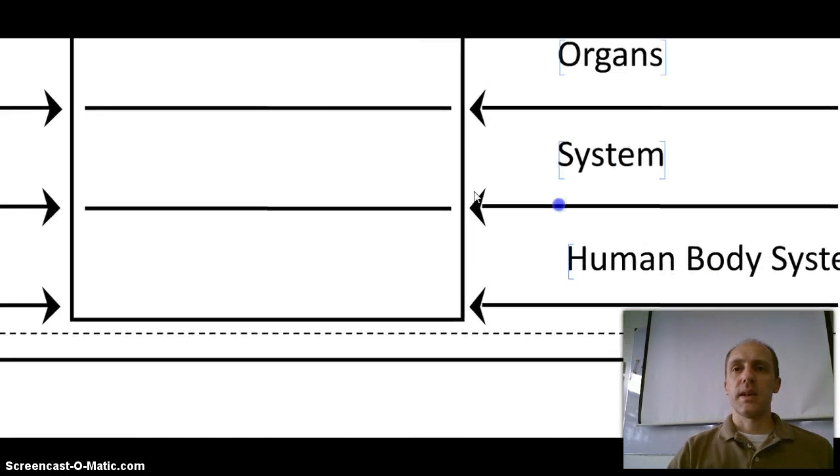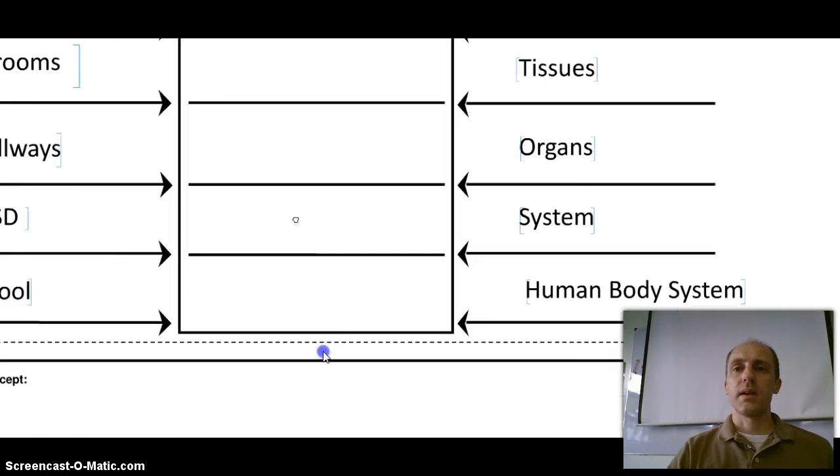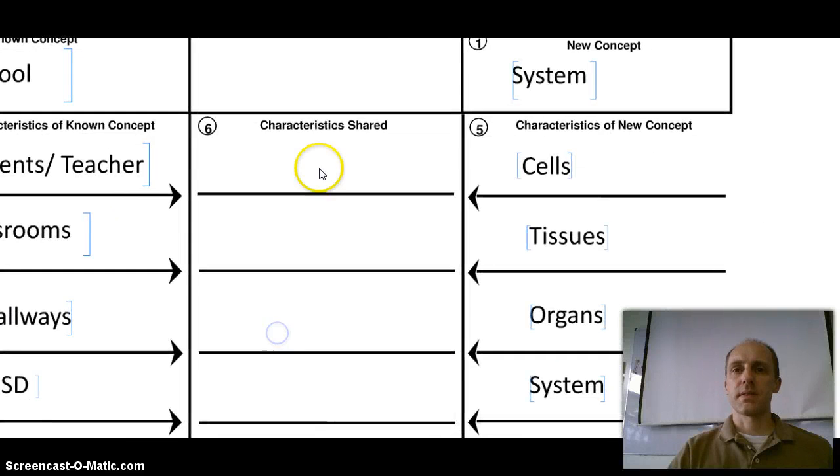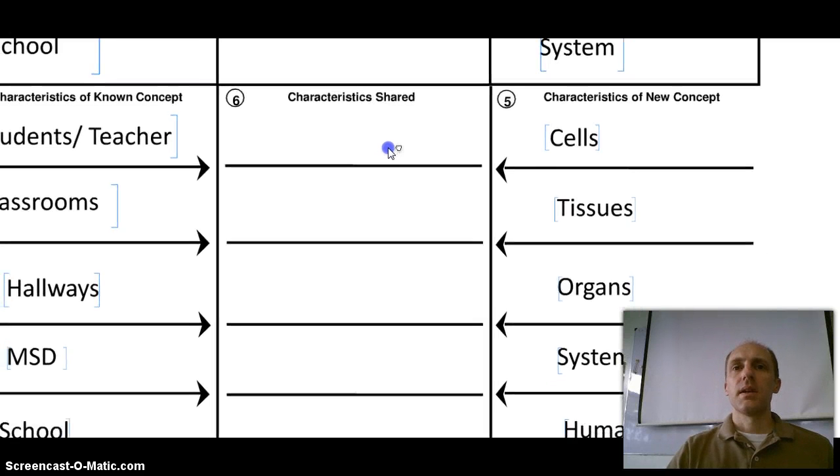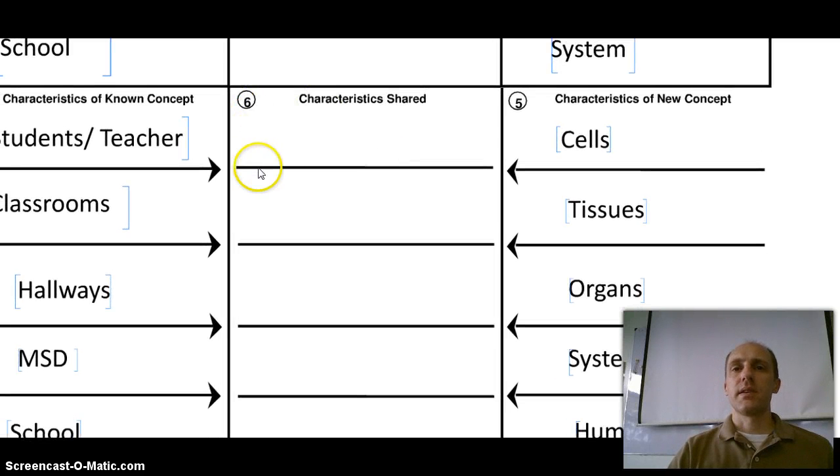That's just the beginning. So what I want you to do now is we need to fill in this middle section, which are the characteristics shared. And you're going to be working together as a table to figure out what it is that you're going to write in this box. It's not something that I'm giving to you, something that you need to figure out. And you may be asking, where are we going to get information to help figure that out? That's why you need to have your textbook open to section 1 called Body Organization.